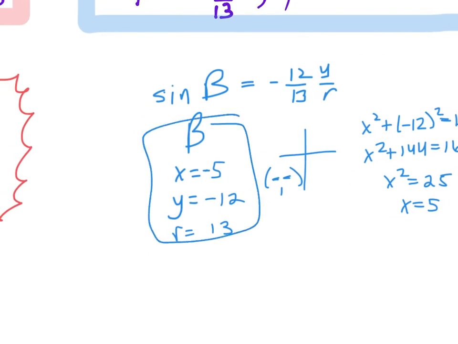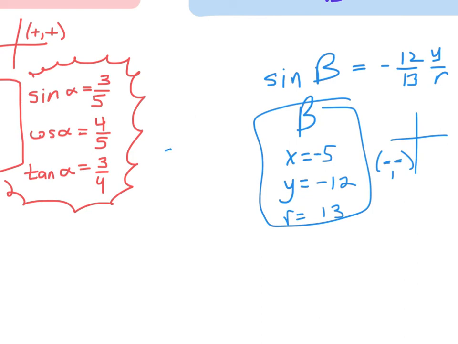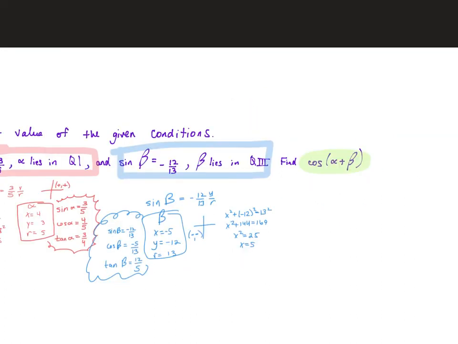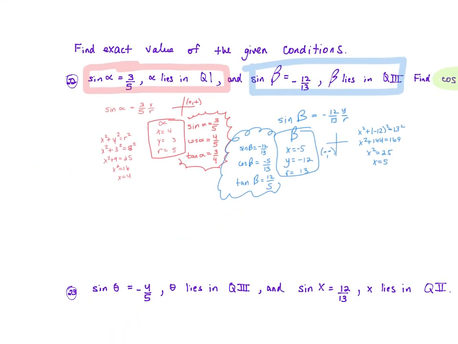So this is what we need here. I can now write out sine of beta is negative 12 over 13. My cosine of beta is negative 5 over 13. And tangent of beta is negative 12 over negative 5, y over x, would be 12 over 5. So everything we need to answer the question of cosine of alpha plus beta is right here.